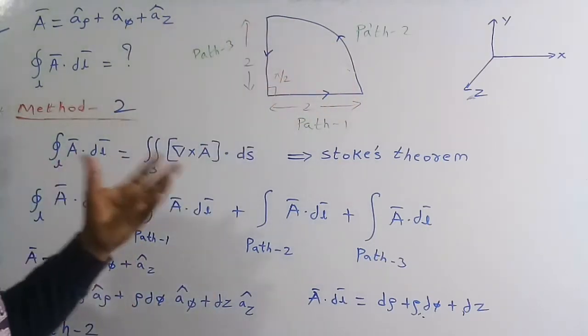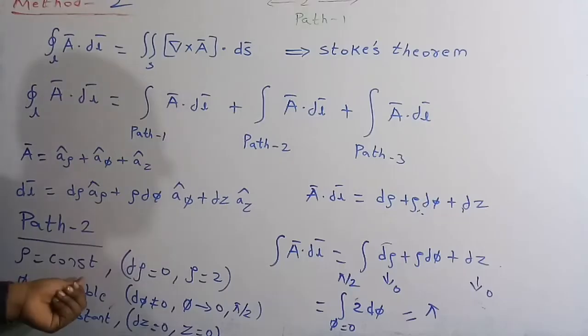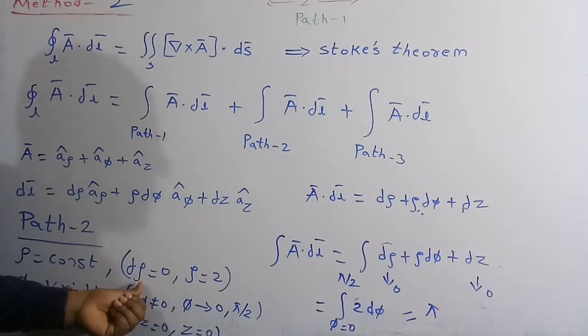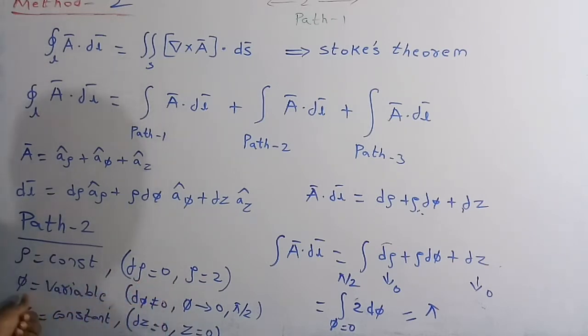So therefore now the constraints for path 2 are: rho is equal to constant, its value is equal to 2. So if rho is a constant, then the change in rho is equal to 0. And phi is variable because it is changing from 0 to pi by 2. So if phi is variable, d phi is not equal to 0, and z is equal to constant, its value is equal to 0. So if z is constant, dz is equal to 0.